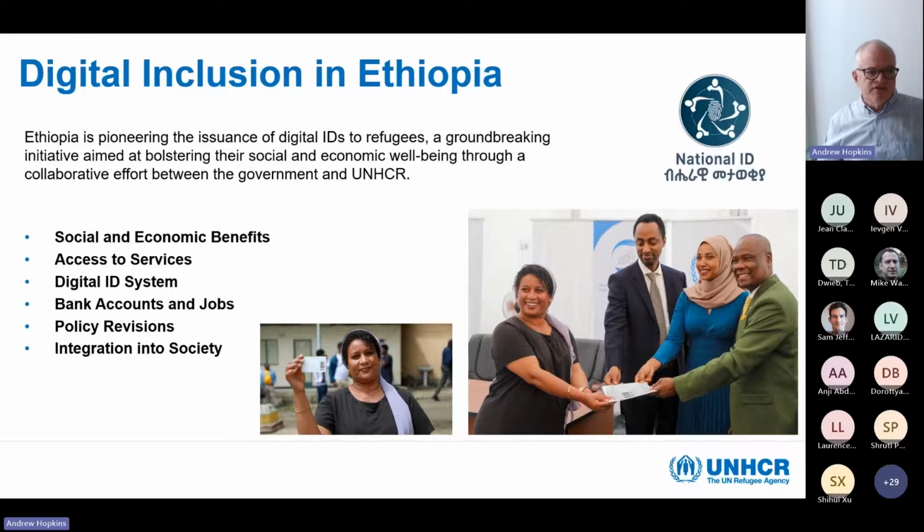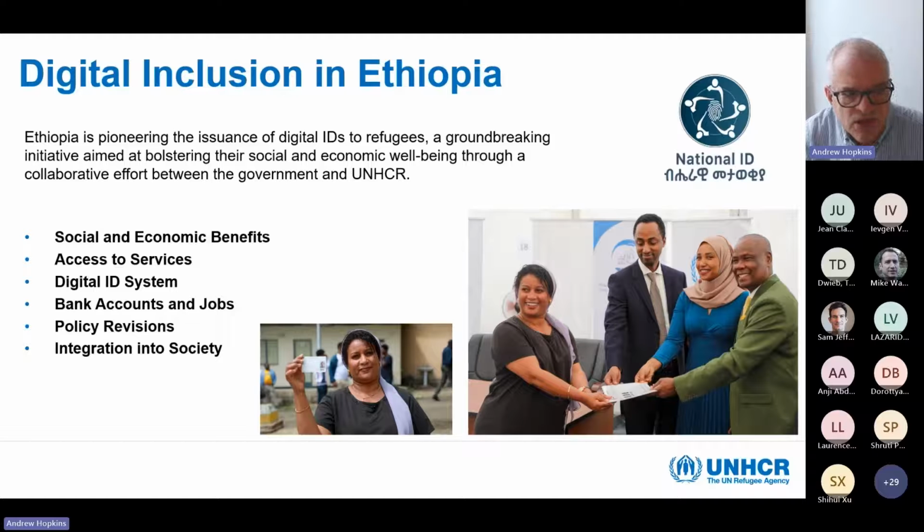I want to cover now a few use cases, and they're very exciting to us because it's all well and good to talk about data sharing in the abstract, but we have very real world examples of how data sharing includes refugees in national systems and displaced persons in national systems.